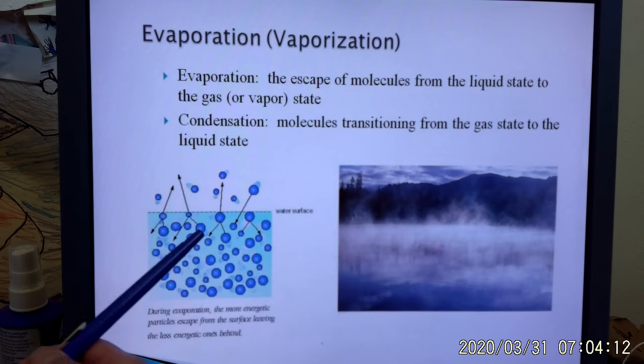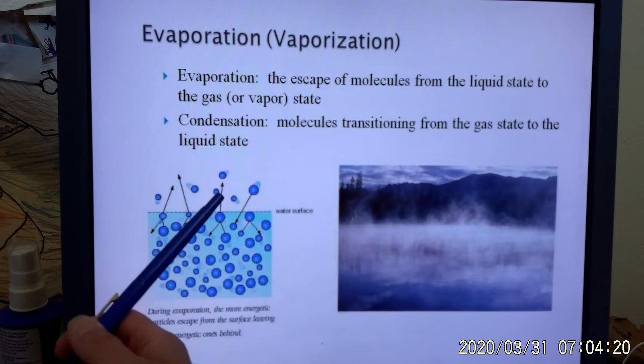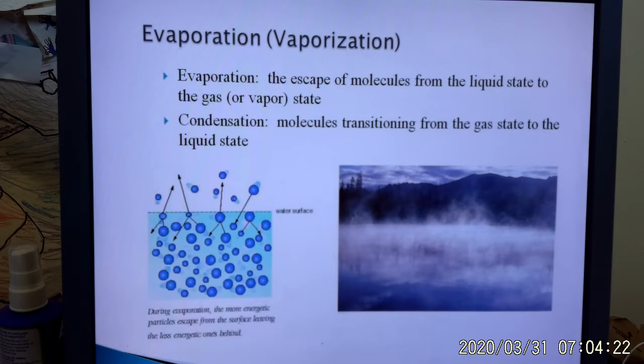When this happens, basically, as we know, some of your molecules in the liquid state will have enough energy to break the surface tension and escape into the gas state, leaving the molecules that have lower energy behind.